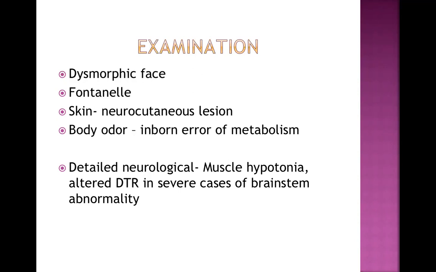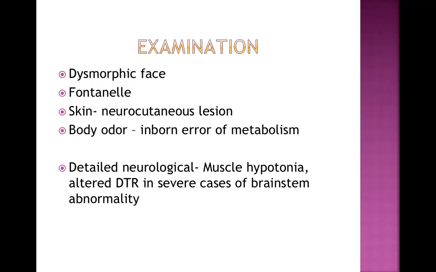Examine the skin for neurocutaneous lesions. Can you think of some examples of neurocutaneous lesions? Absolutely. Cafe au lait spot is one example. Ash leaf spot is another example. Port wine stain is another example. Now, in which conditions do these neurocutaneous lesions occur? You can write these different conditions here. Cafe au lait spot is seen in neurofibromatosis, especially type 1. Ash leaf spot may be seen in tuberous sclerosis, and port wine stain on the face usually is seen in Sturge-Weber syndrome. These are called neurocutaneous lesions.